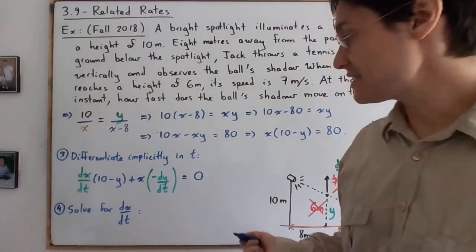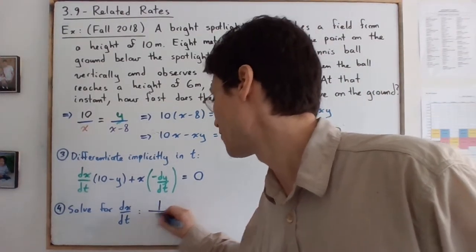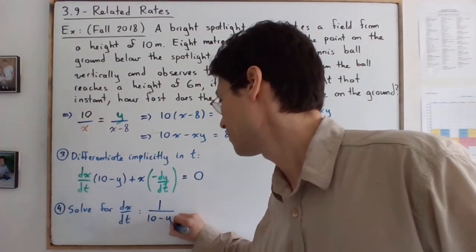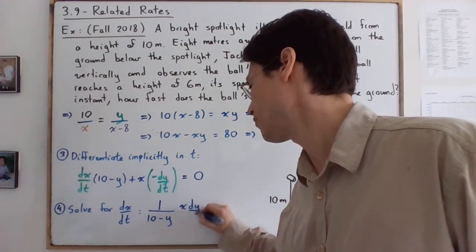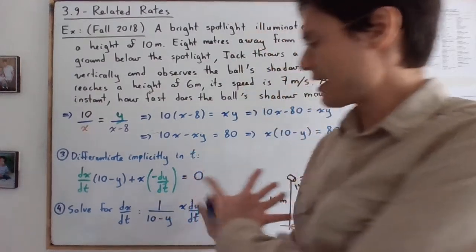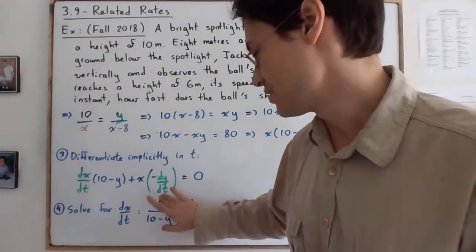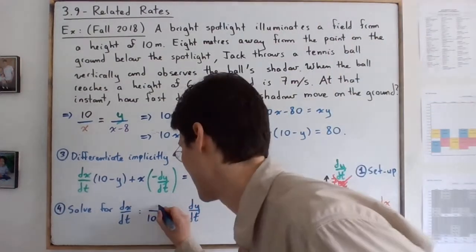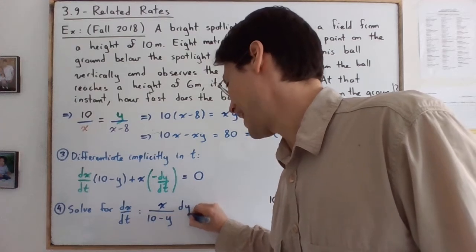Okay, and as you can see, it's not going to be long because we're going to get in the end 1 over 10 minus y multiplied by x dy over dt. So this step, I encourage you to try it out by yourself. Just make sure that you get that. And just for readability, I will put the x here on top. But there you go. By solving it, you're going to have this.